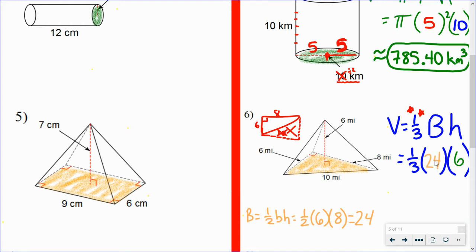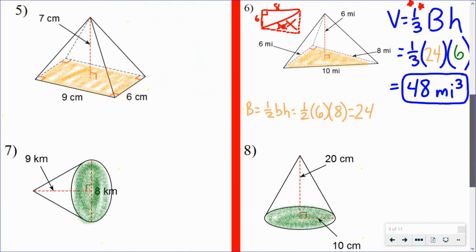Now we'll go ahead and take 1/3 of 24, which is 8. 8 times 6 is 48 cubic miles. Again, if you need to, pause, rewind, copy down what you need, and then we continue onward.